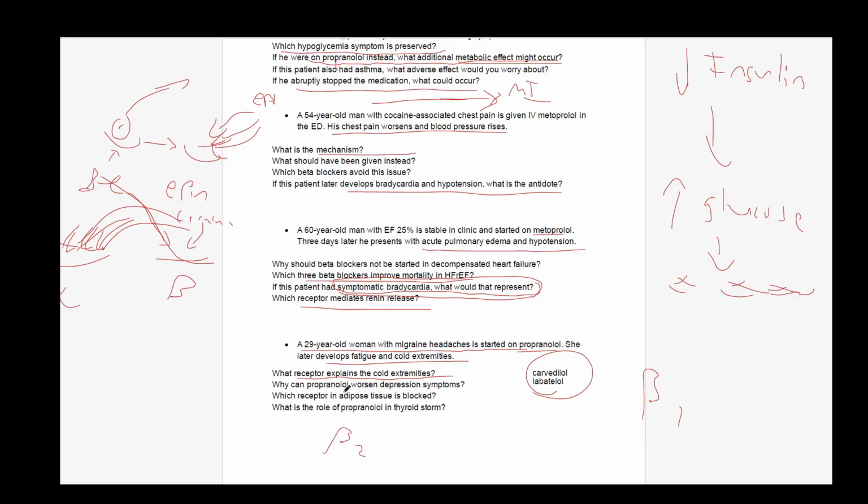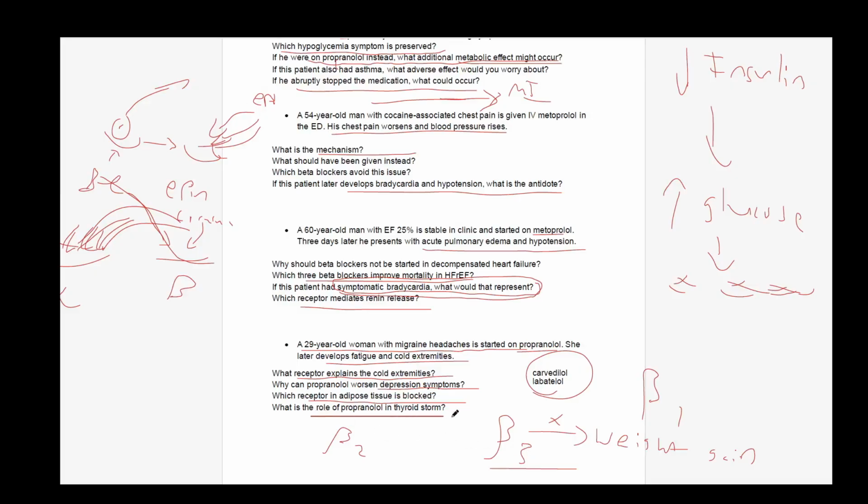Why can propranolol worsen depression symptoms? Well, propranolol has some central beta blockade, and that can lead to some psychiatric issues there. Which receptor in adipose tissue is blocked with propranolol? Beta 3. Okay, beta 3, the main thing to know about this is when you block it, it leads to weight gain. So beta blockers cause weight gain by blocking beta 3 receptors because this prevents adipose tissues from breaking down fat.